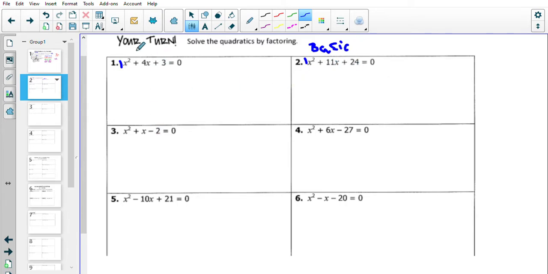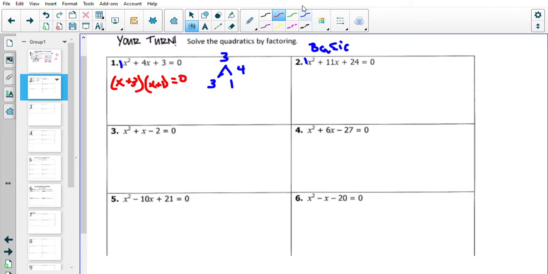trinomial method. Okay, that's the same thing of what 2 numbers multiply to give me 3, but add to give me +4. Okay, that one's pretty simple. That gives us a 3 and a 1. Okay, so I can finish this problem pretty quickly. I can factor the left side into an x plus 3 and an x plus 1. Right, still setting it equal to 0.